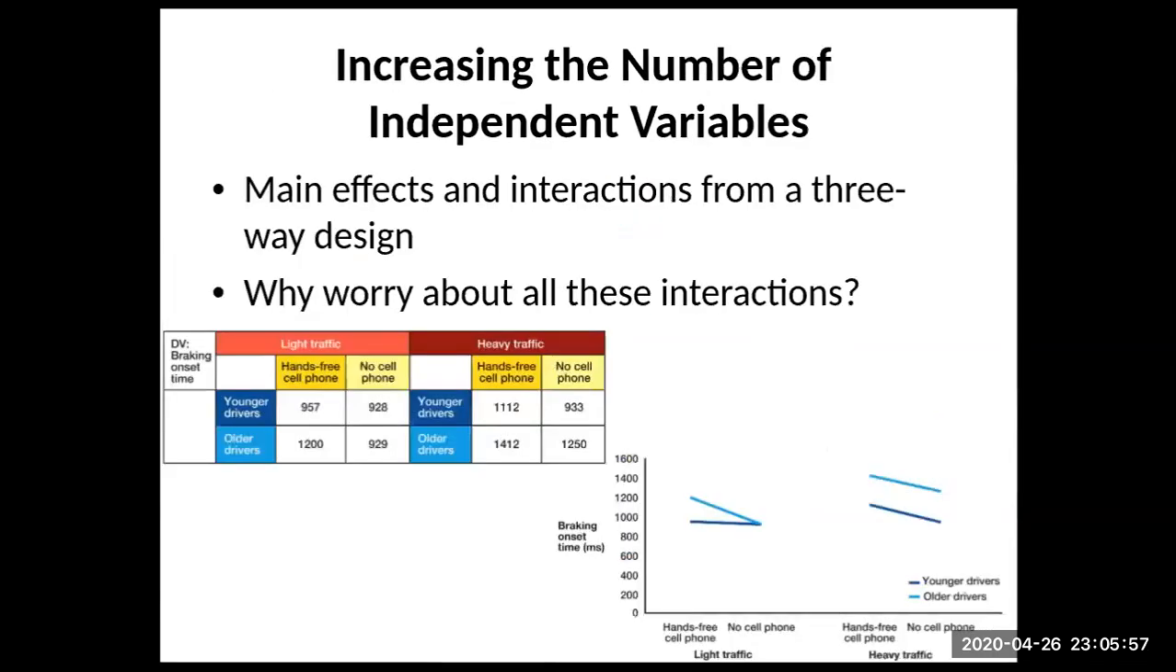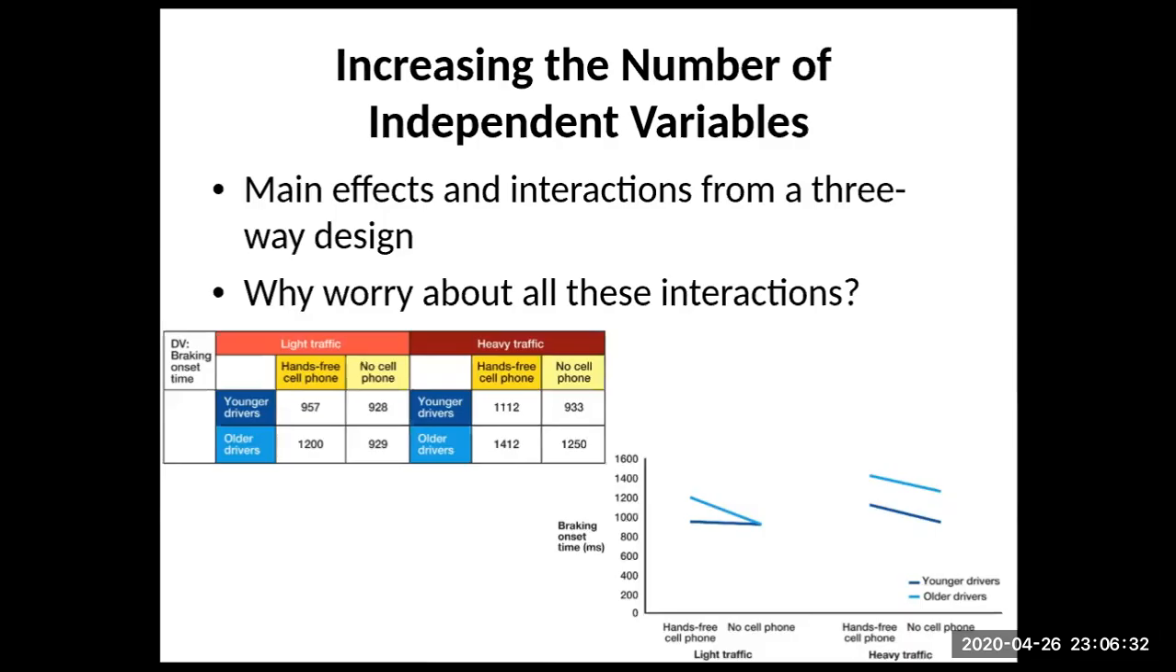If we increase the number of independent variables, you're going to have a different notation. So now we are looking at the original 2 by 2, younger drivers and older drivers. We have cell phone condition, hands-free versus no cell phone. And now we see that across the top is 2 more levels. Type of traffic, light traffic and heavy traffic. So cell phone and no cell phone, 2 levels. Younger and older drivers, 2 levels. Light and heavy traffic, 2 levels.